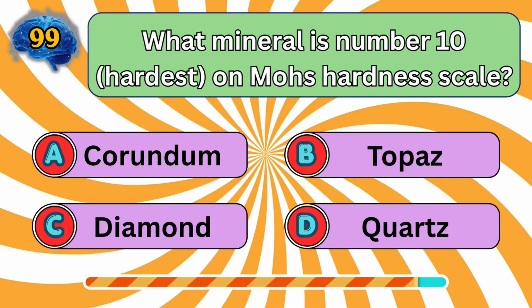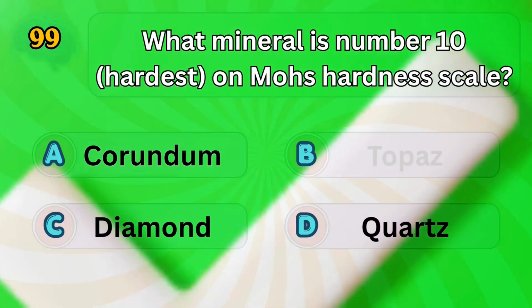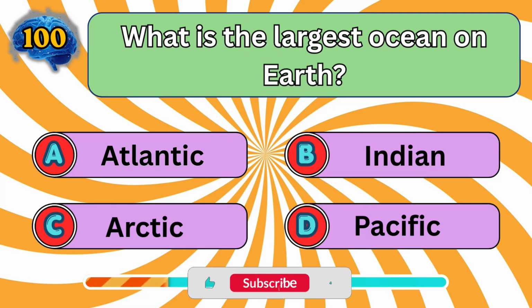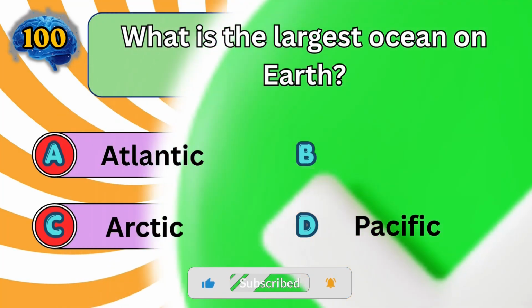What mineral is number 10 hardest on Mohs hardness scale? Corundum, topaz, diamond, quartz. Diamond. What is the largest ocean on Earth? Atlantic, Indian, Pacific, Arctic. Pacific.